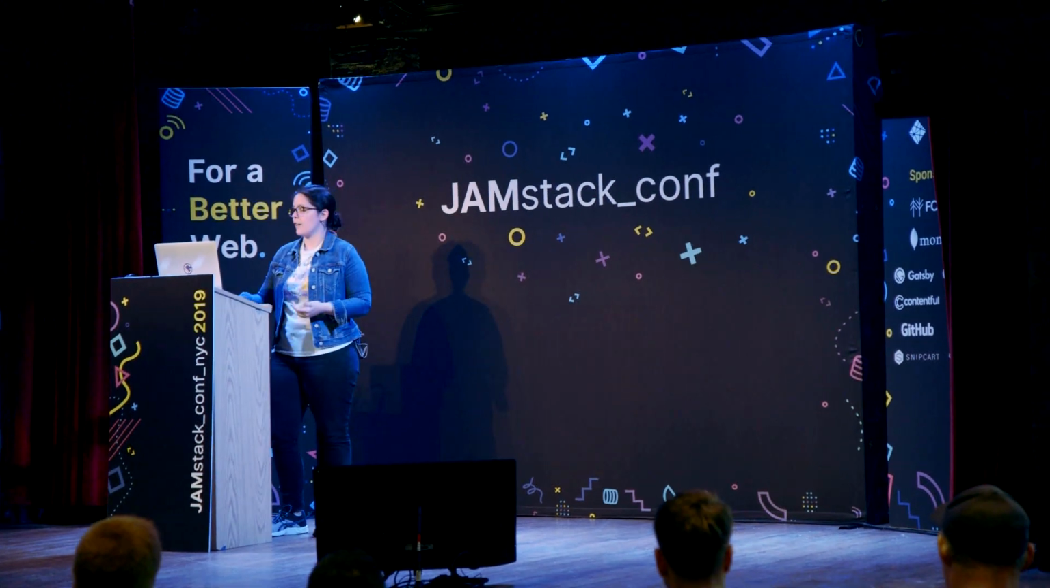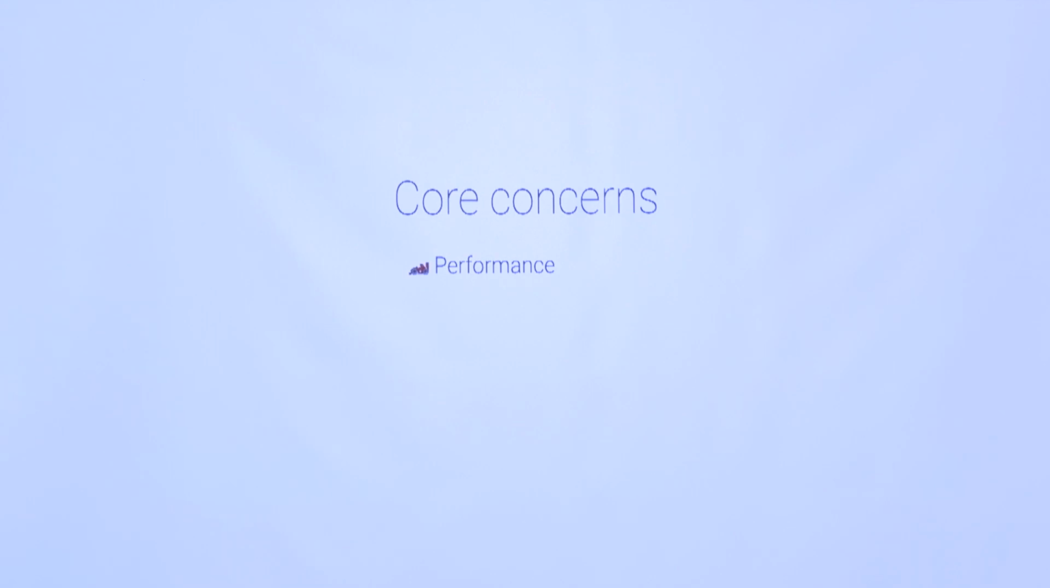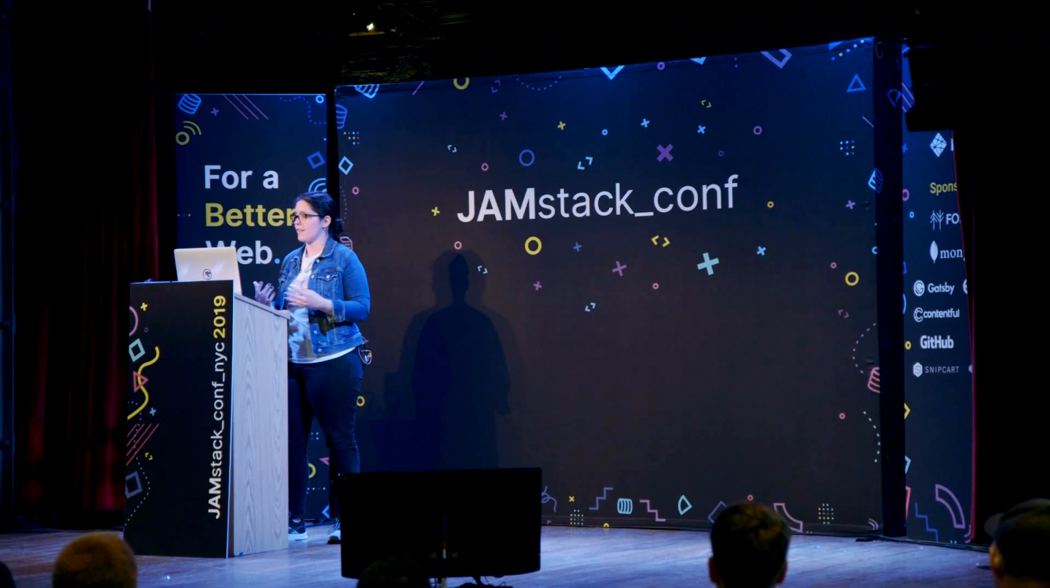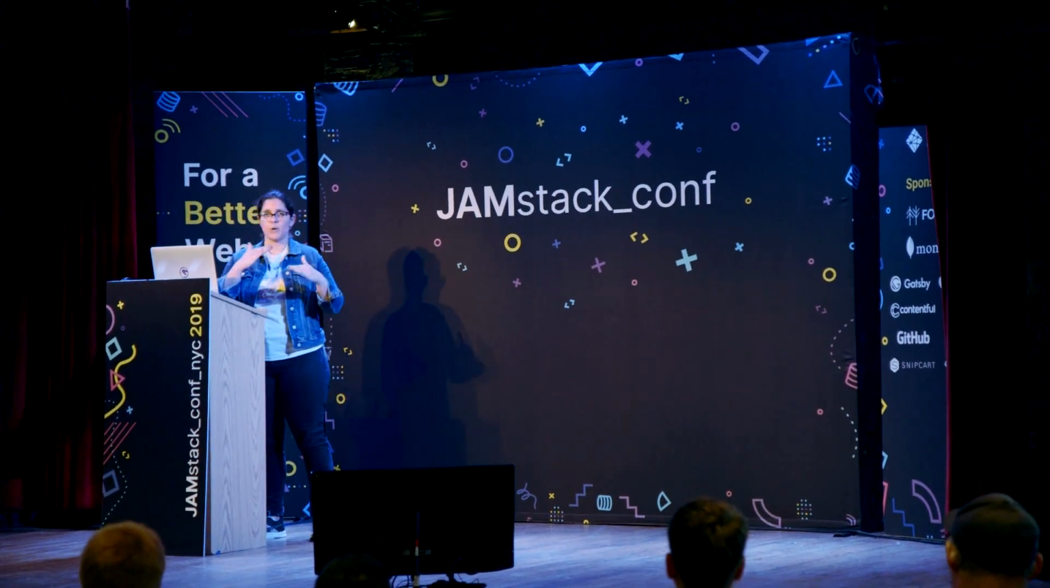Some core concerns that I think are important when evaluating frameworks with different varying strengths and weaknesses are how they approach performance, what methods they use toward performance, how they approach accessibility, how they manage content and data, what the developer experience looks like, and the community around the project. So identifying your own core concerns and how they align in your priority set is sort of step one in evaluating what tool might be your best option.